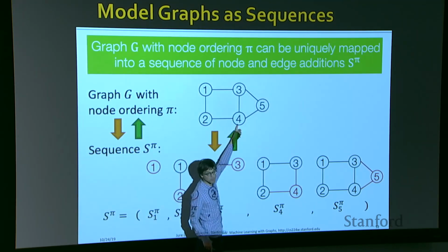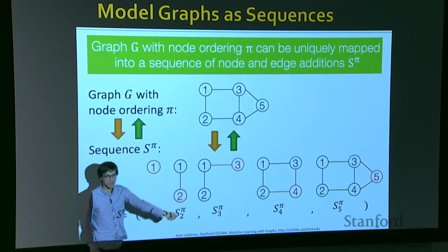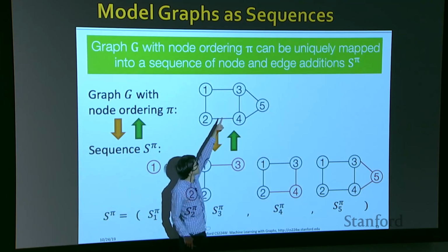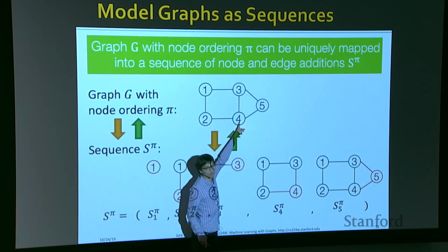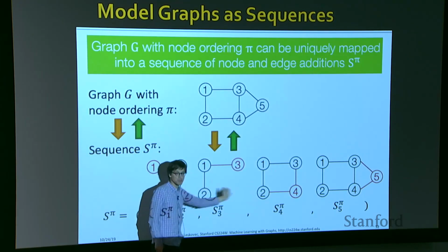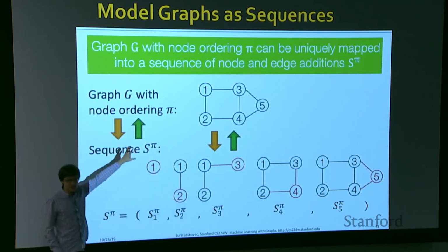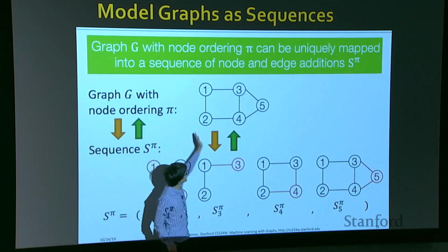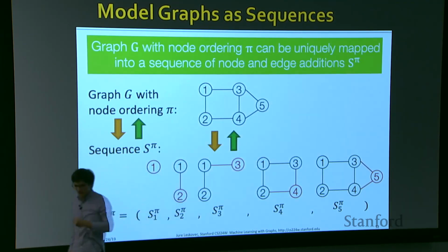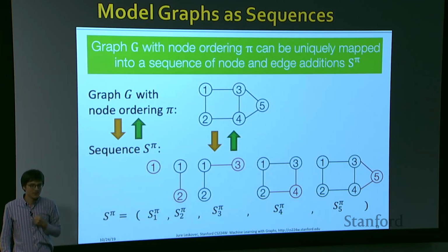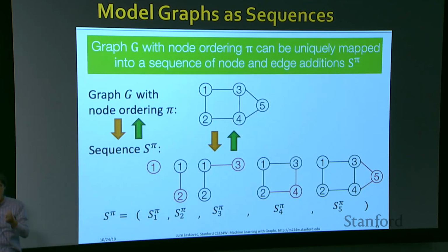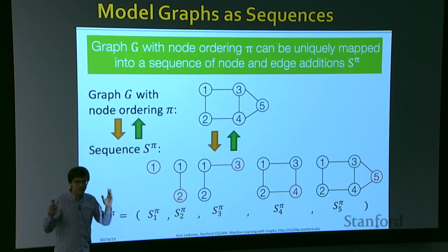If this were node number 2, then my sequence would be add one node, add another node, now add node number 3 that links to 1 and this number 2, and so on. So the sequence would be different. But if you fix the ordering, then the sequence is unique, because you process the nodes in that given order, and every node only links to the previous nodes. So you need to fix the ordering, and that's why we use pi there to say the ordering is fixed. It's given, it can be random, we don't care, but it's there.